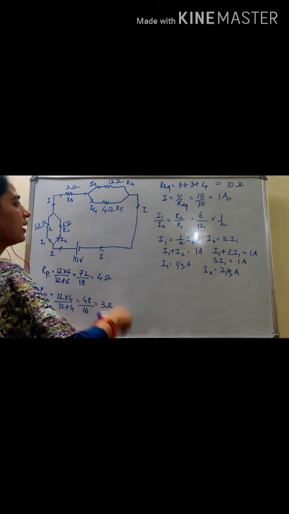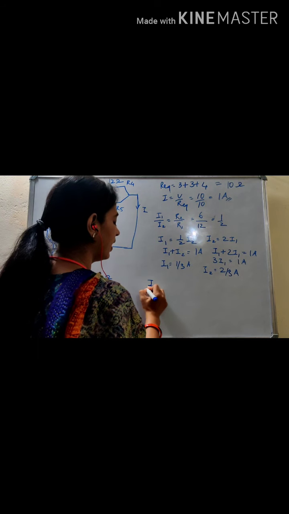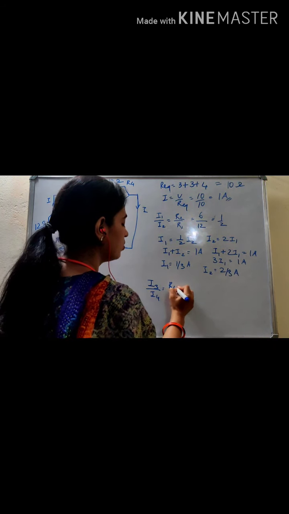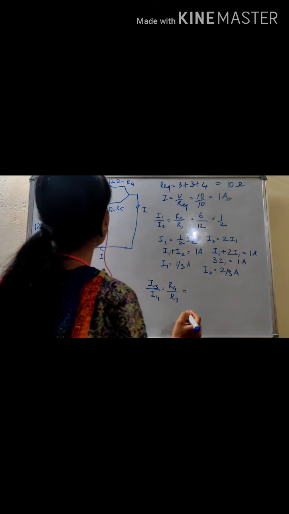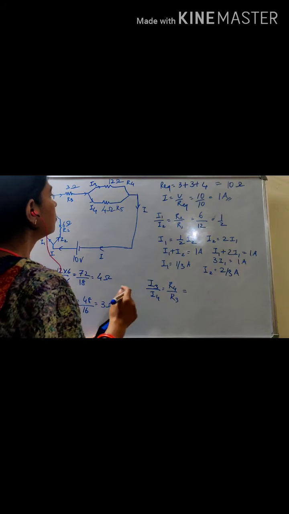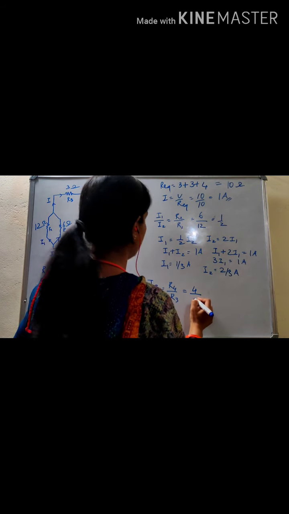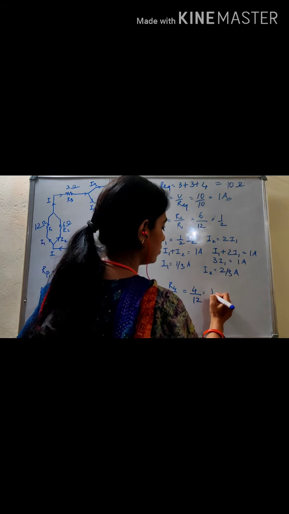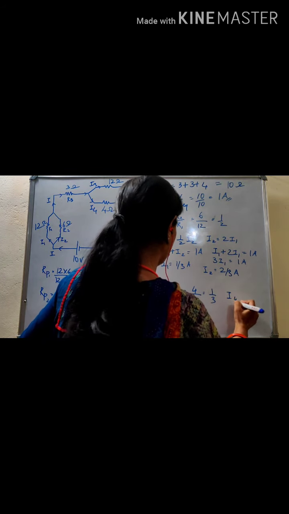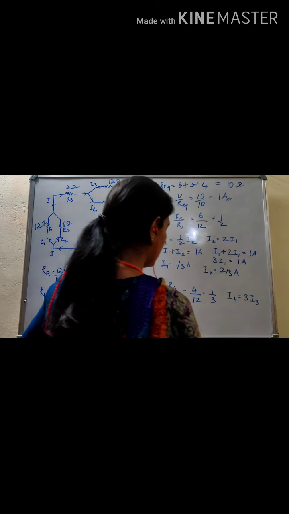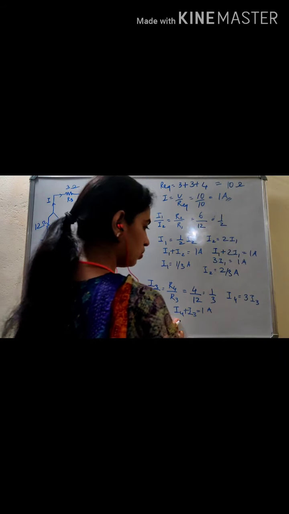Then again this 1 ampere is getting divided into I3 and I4. So again we can write I3 upon I4 is equal to R4 upon R3. What is R4? That is equal to 4 upon 12. That is equal to 1 by 3. Right? So we can write that I4 is equal to 3I3. Again I4 plus I3 is equal to 1 ampere.